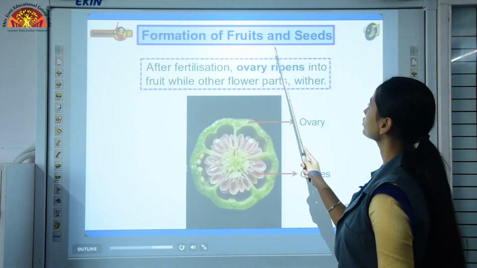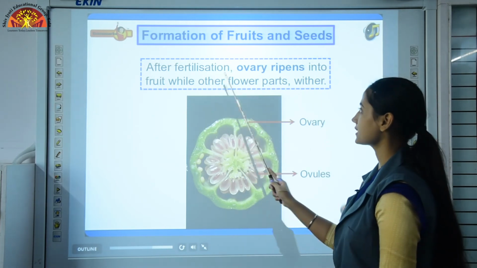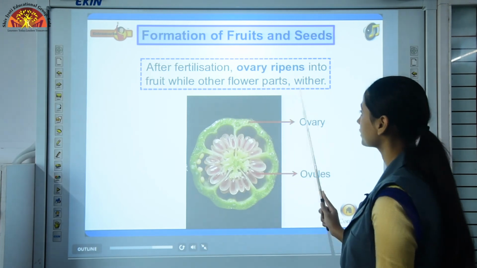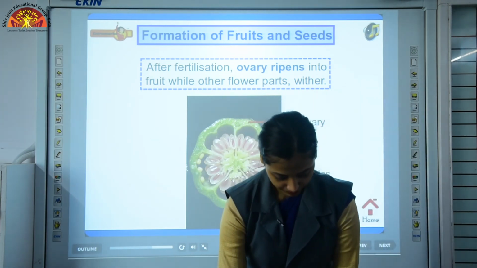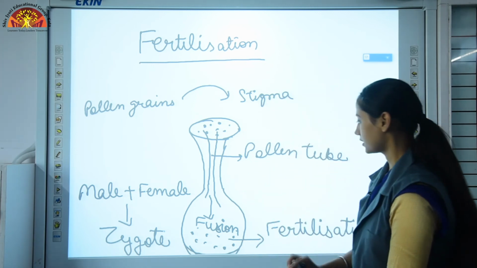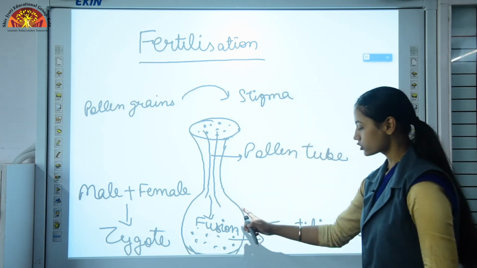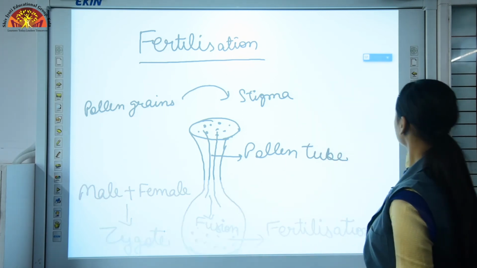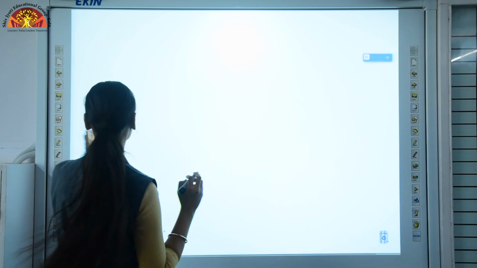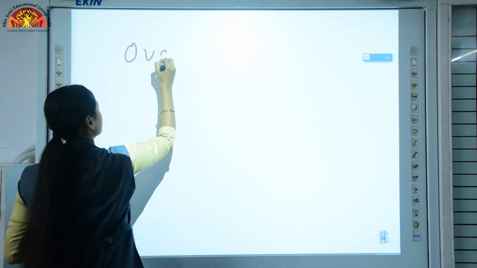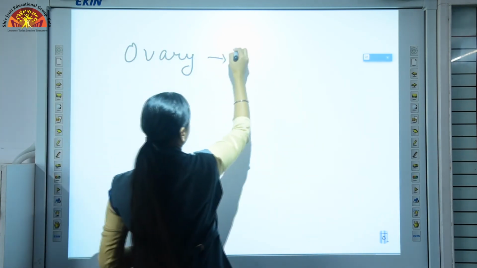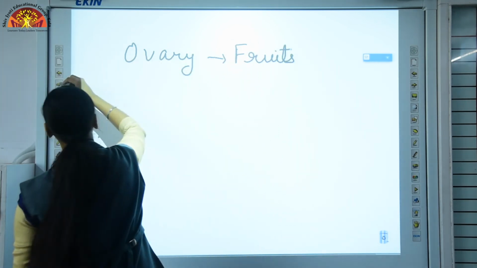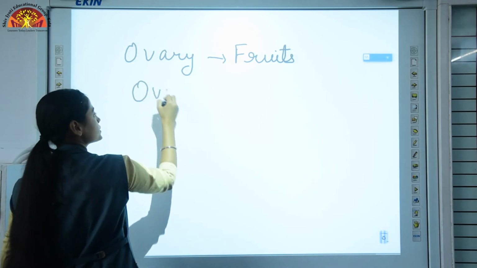Now formation of fruits and seeds. After fertilization, ovary ripens into fruit while other flower parts wither. By this what we mean? Now fertilization has taken place here, so what will this ovary become? It will develop into fruit which we eat. That ovary develops into fruits, and inside ovary what is present?